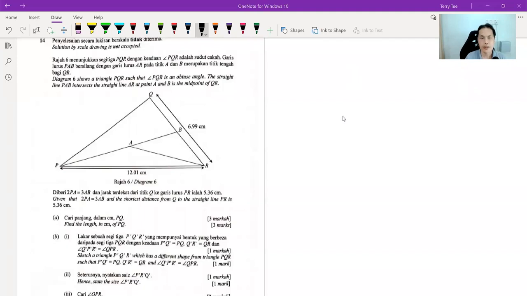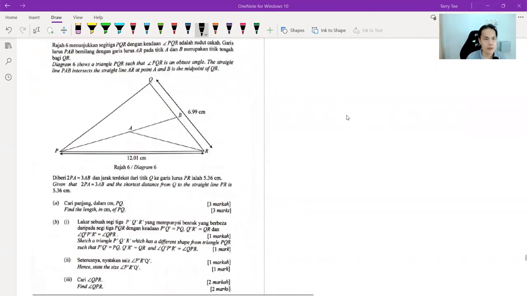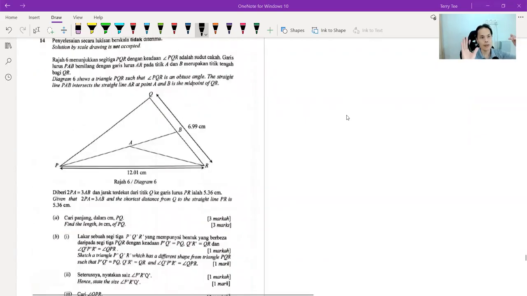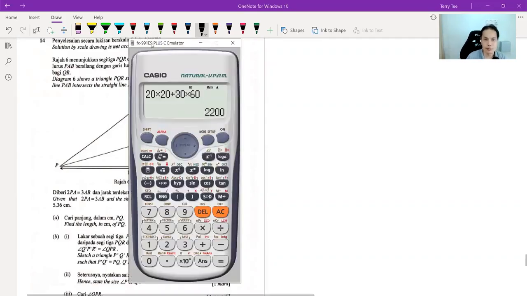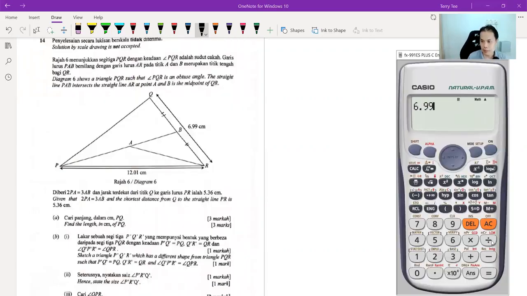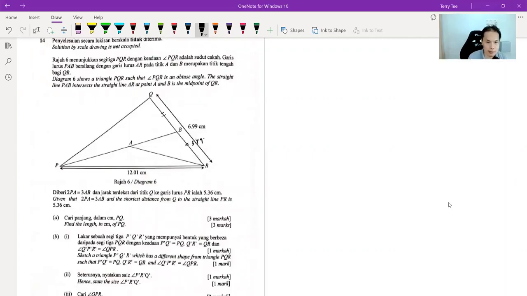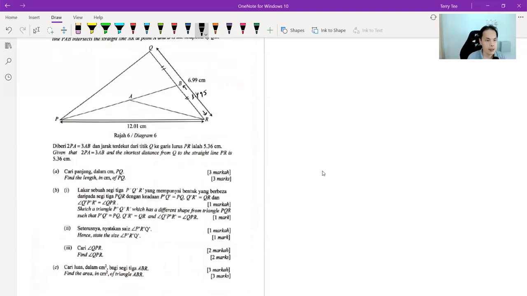Okay, so question number 14 now. The diagram shows a triangle PQR such that PQR is obtuse, and you have straight line PAB intersecting AR at point A. B is a midpoint. Maybe straight away I can say this is 6.99. I divide by 2, I get 3.495. So this is 3.495. This is the length of PR. What else? They say you're supposed to find the length of PQ. Also, 2PA equals 3AB. So maybe I say PA over AB has a ratio of 3 over 2.